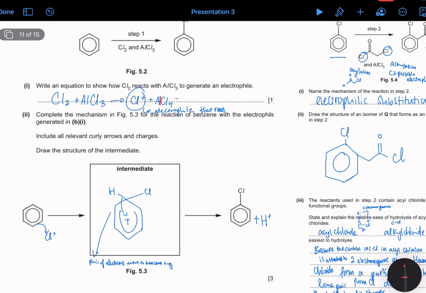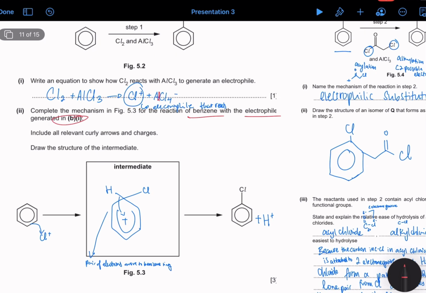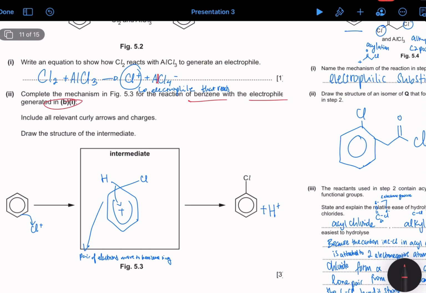Question II. Complete the mechanism in figure 5.3 for the reaction of benzene with the electrophile generated in part i. Include all the relevant curly arrows and charges. First we have the electrons going towards your electrophile, Cl+, and your intermediate would be your CH, and it's towards the positive.